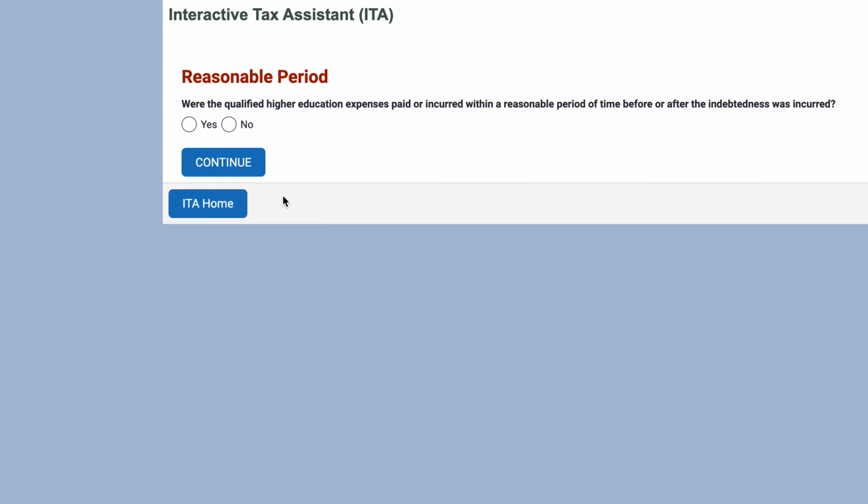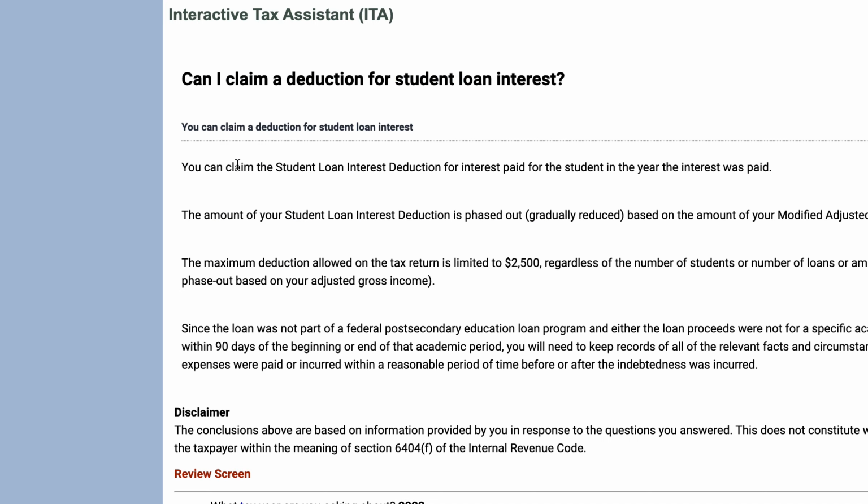Were the education expenses paid or incurred within a reasonable time frame? Were they dispersed within 90 days of the beginning or the end of that academic period? Were they for a specific academic period? So then, in this case, you can claim a deduction for the year that your interest was paid. The amount of your student loan interest deduction is gradually reduced as your adjusted gross income goes higher and higher. So the most you can deduct in any one year is $2,500, regardless of how much loan debt you have, how much interest you paid.